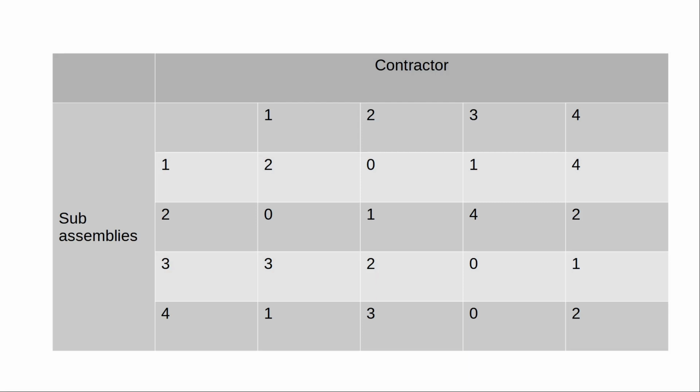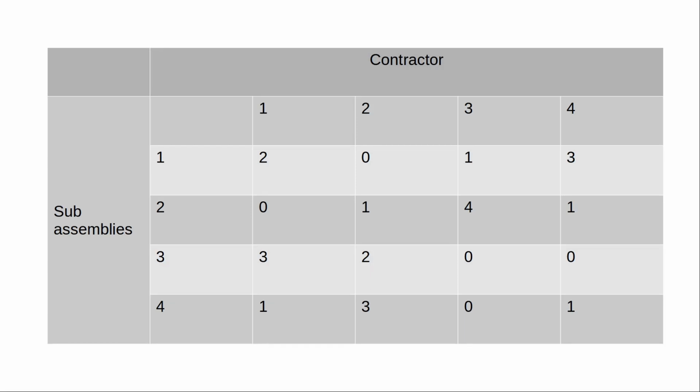So we get 2, 3, 1, 0, 1. The resulting column now is this. Now, once again, we check. We have 0 in column number 1, 0 in column number 2, 0 in column number 3, and 0 in column number 4. Now, what do we do?